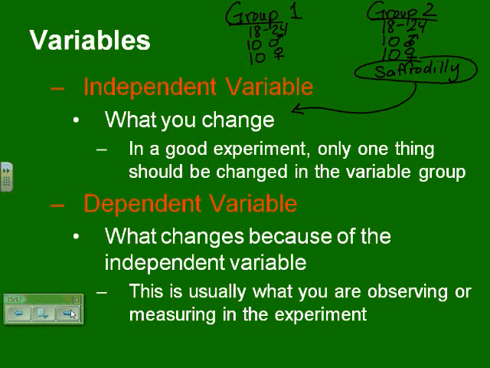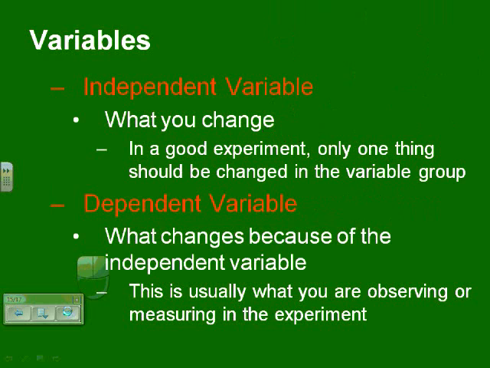Now, because we changed that one thing, we expect something else to occur. So after time passes, and we have all this time go by for both of our groups, we expect group 1 to have the same weight and group 2 to have a decreased weight. So our dependent variable would be weight loss, right? That's what you're collecting observations and data on in the end.